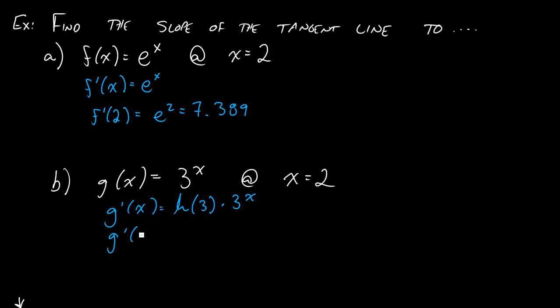So g prime of 2 is equal to the ln of 3 times 3 squared, or the ln of 3 times 9, which if you plug that into your calculator, you will get about 9.8875. Okay? So all we've done so far is some basic practice with these formulas, right? And they kind of work similarly to how they did before.